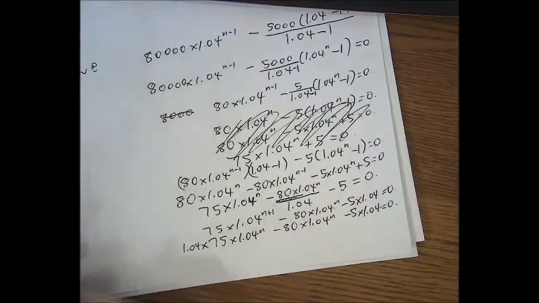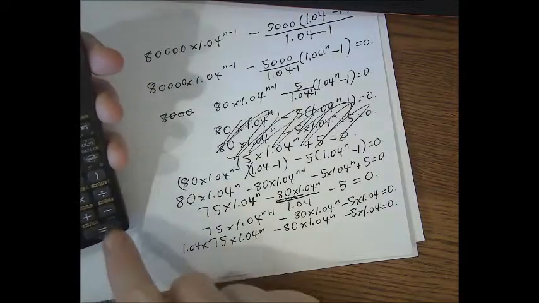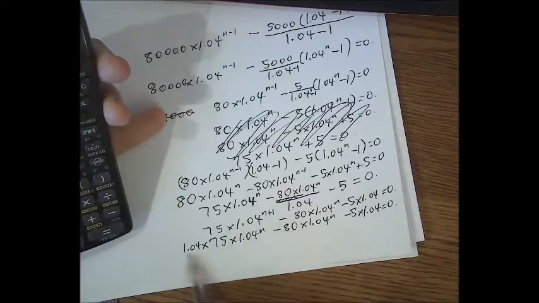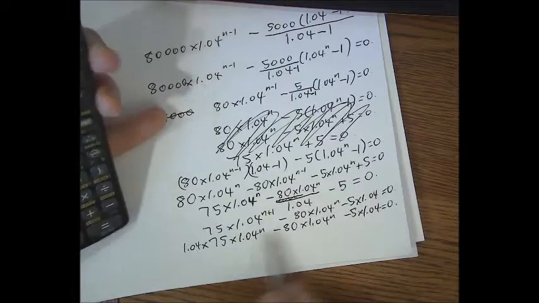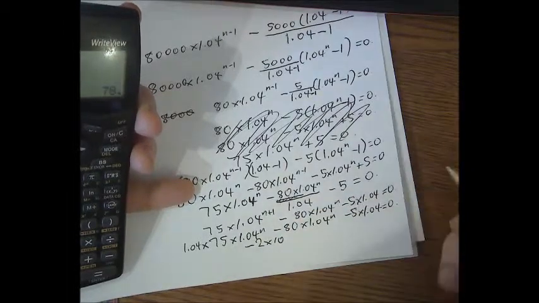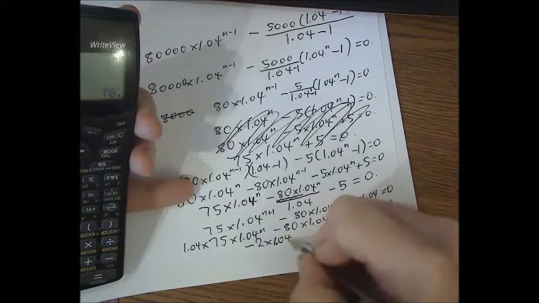Okay, I've been trying to avoid actually picking up the calculator, but I don't think I can avoid it anymore. That's a 78. That's an 80. So we've got 78 lots of 1.04 to the power of n minus 80 lots of 1.04 to the power of n. So therefore we've got negative 2 lots of 1.04 to the power of n.